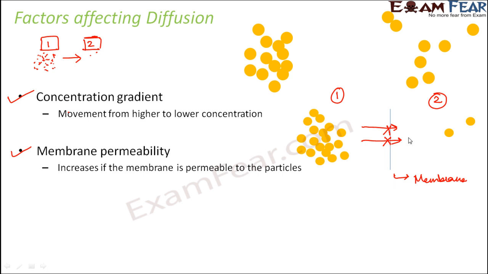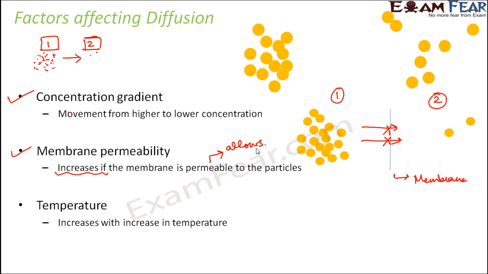So if the membrane is not permeable, that means if the membrane does not allow those particular gases to pass through it, then even though there is a difference in concentration, those particles cannot pass through the membrane, so diffusion cannot take place. So the rate of diffusion will increase if the membrane is permeable to the substances. Permeable means the membrane allows those substances to pass through it, because if the membrane doesn't allow them, the rate of diffusion will prominently decrease.